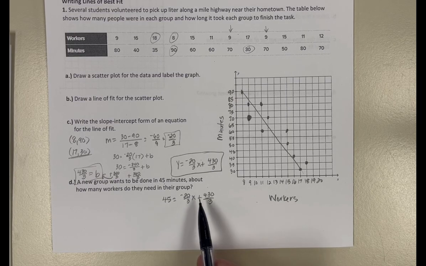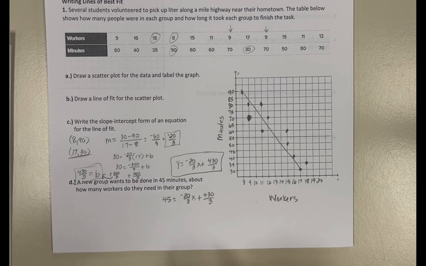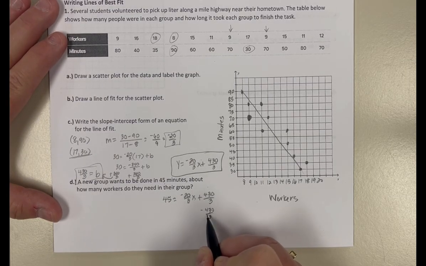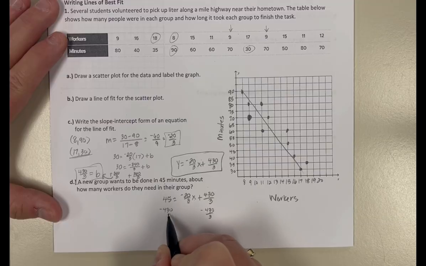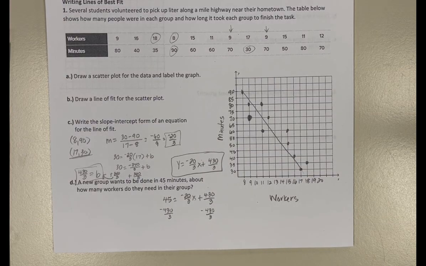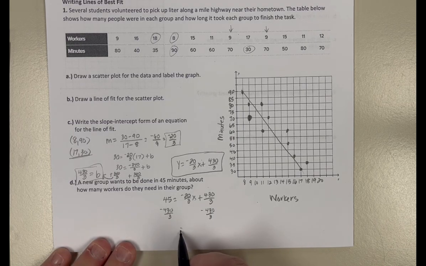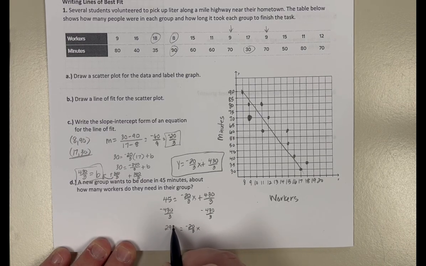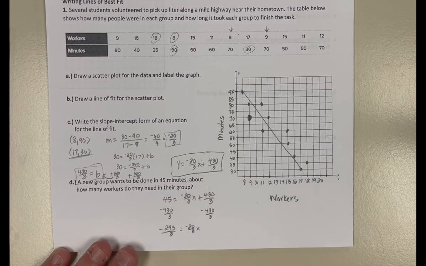Okay, I have to solve for X. Do I get rid of the negative 20 thirds first or the 430 thirds? And we do that by subtracting. So what's 45 minus 430 thirds? Did you say 295 over 3?